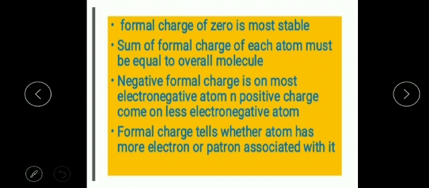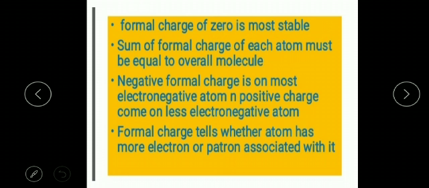So to avoid that, minimum negative charge should be on the electronegative atom. It can also be said that there should be less charge on an electronegative atom. The formal charge tells whether the atom has more electrons or protons associated with it. Initially, the number of protons and the number of electrons are equal, which is given by the atomic number.